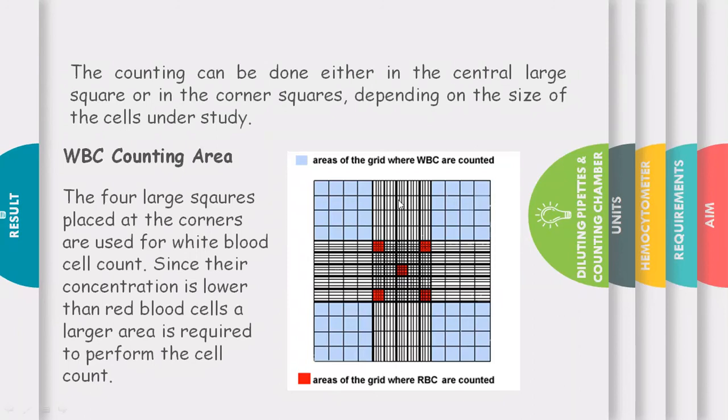Now see in the diagram the red color marking, which are the areas for the RBC count, and the blue color marking, which indicates the WBC counting area. WBCs are counted under the 10x objective and RBCs are counted under the 40x or high resolution.